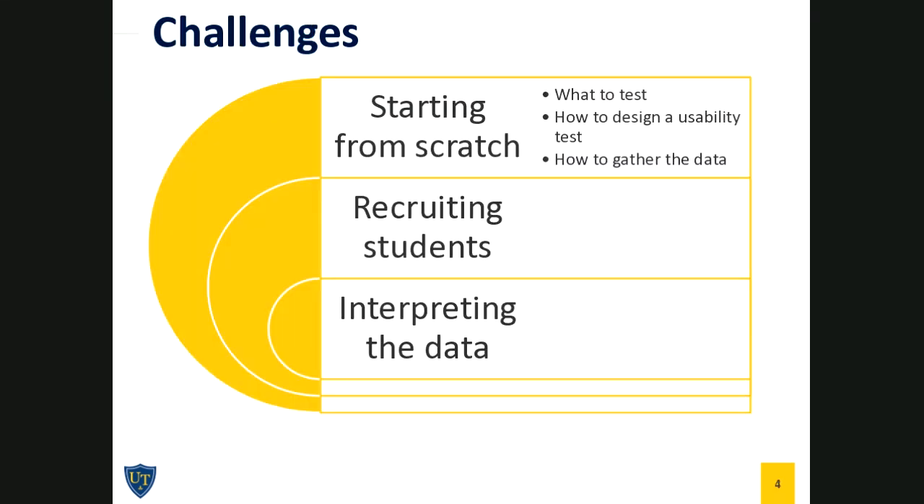Okay, so form some objectives, and we had a few challenges to overcome here. Since we were starting from scratch, we had to decide what to test and how to design a usability test. We really consulted the literature a lot on this because we were really kind of blind. We had a vague idea of it, but the literature really helped us out. And we also had to figure out how to gather the data. And I'm going to be talking a little bit more about that later.